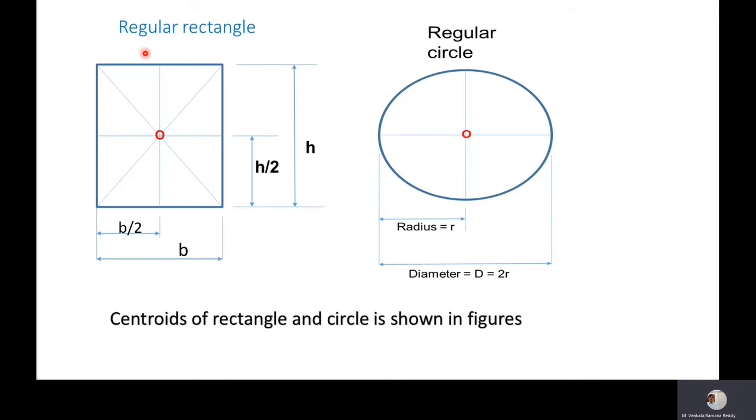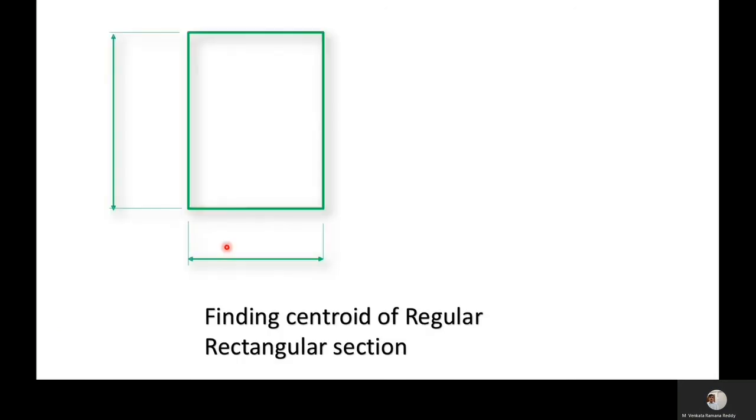Then we'll move towards finding the centroid of a regular rectangle given in the problem. It's a rectangle. Breadth is 100 mm, height is 160 mm. So we have to calculate the centroid of this rectangle. X-axis, y-axis, and this is the location of the centroid point. Centroid point is at a distance x1 from y-axis and y1 from the x-axis. x1 is equal to 100 by 2 and y1 is equal to 160 by 2.